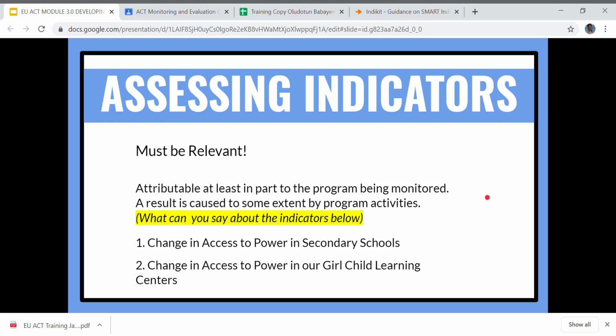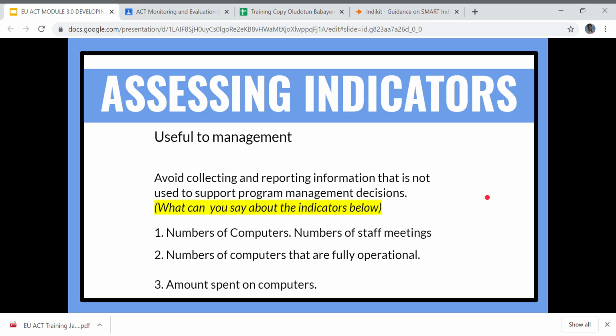For example, if your program is trying to create child learning centers or study centers in different communities, it is better to use change in access to that girl child learning center, right? Than saying it in a generic format like having access to learning education or so. But it must be relevant to your program, to what you're providing, right?